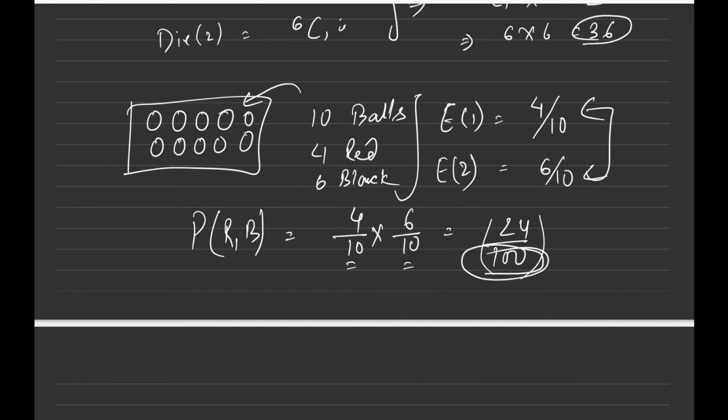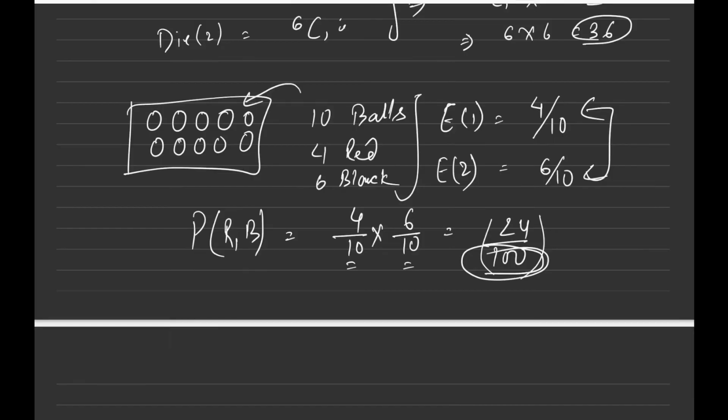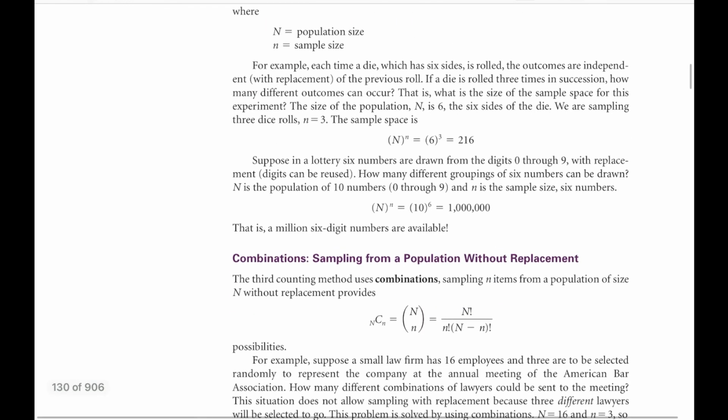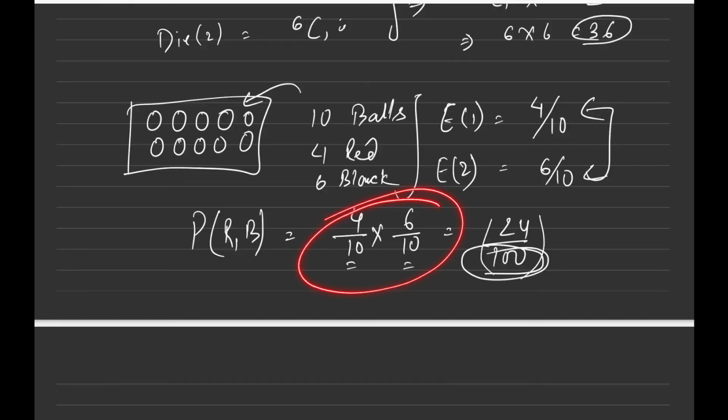So that means 24 divided by 100. If you see, the possible outcome is 10 into 10. So if you do the replacement, you can use a power form also: N is your total population size, raised to the power small n, which is your sample size. Population size raised to the power sample size. So if you had done this experiment thrice, it would be 10 raised to the power 3 possible outcomes. Okay, cool. That's how we calculate the possible outcomes, people.